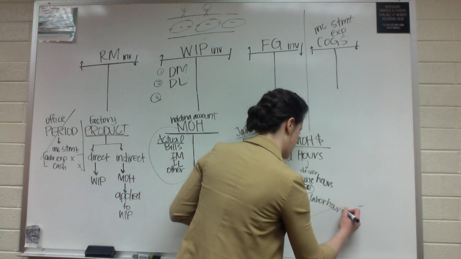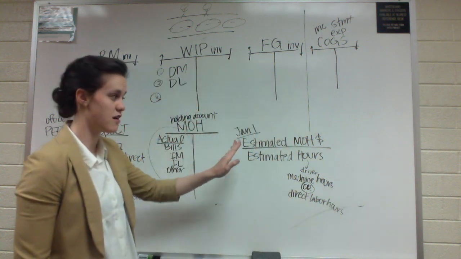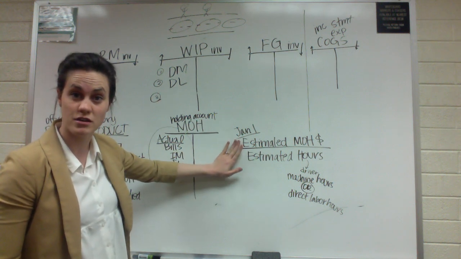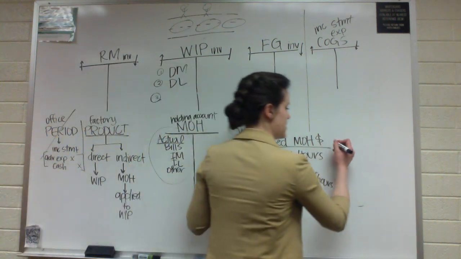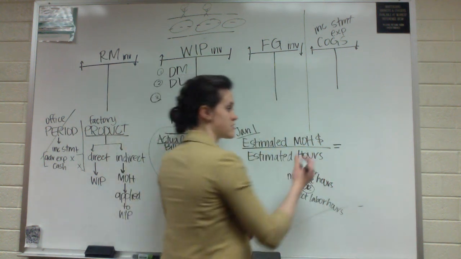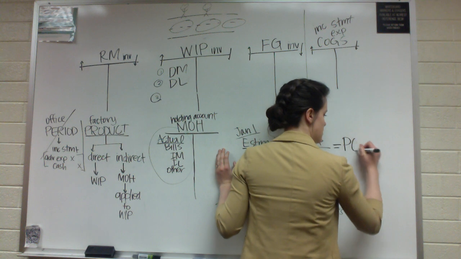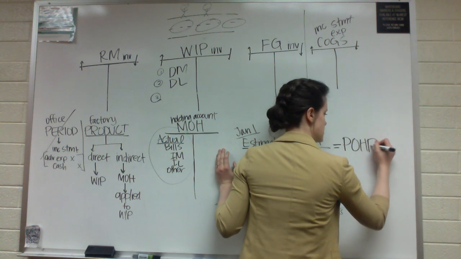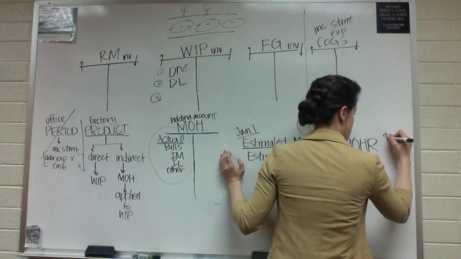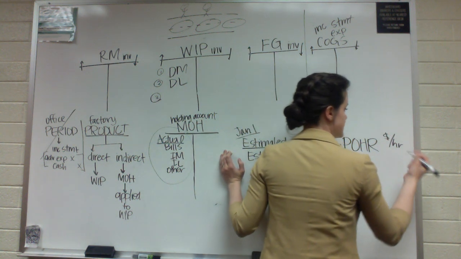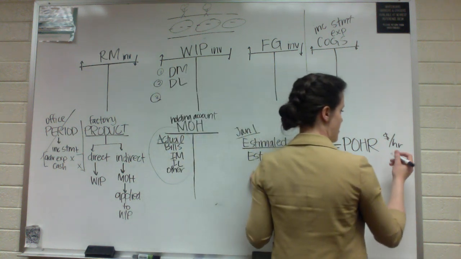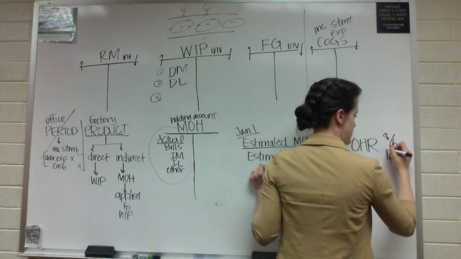Now, you guys have watched the software and hopefully been paying attention. So what does this give us? What is it called once we do this calculation? It's called the predetermined overhead rate. It's going to be some dollars per hour. Let's assume, for purposes of this example, that our rate is $10 per hour.